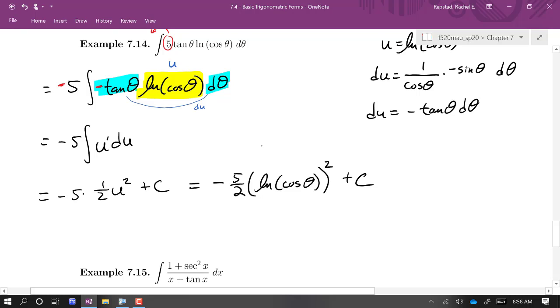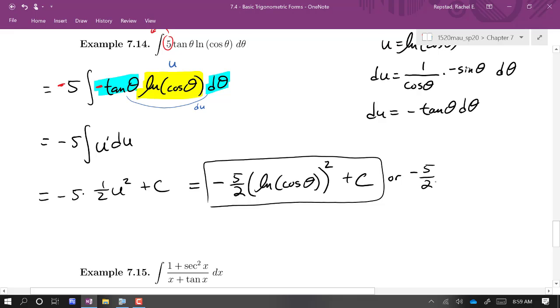I'm probably just going to leave it like this, but it's also pretty common when you're squaring the ln function to write it like this, ln squared of cosine theta. Kind of like we do if we're squaring the sine function, we call it sine squared of theta.